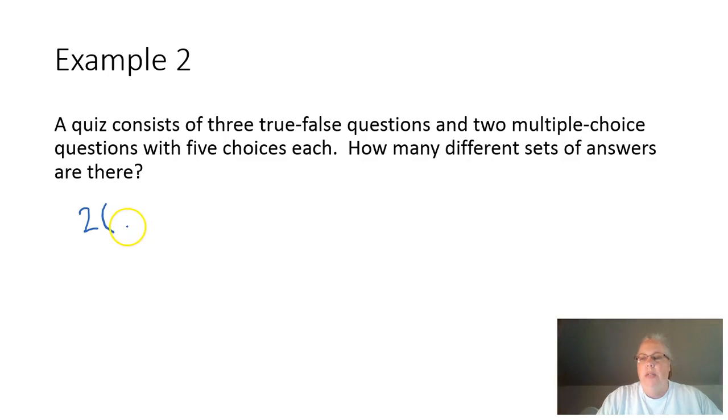Question number 2 is also a true-false question, so there are 2 ways to answer that. Question number 3 is also a true-false question, so there are 2 ways to answer that. And then we get to question number 4. This is where the multiple choice starts. There are 5 ways to answer that one, and then the last question, number 5, there's also 5 ways to answer that one as well. So when we multiply 8 times 25, it turns out there are 200 different sets of answers to this particular quiz.